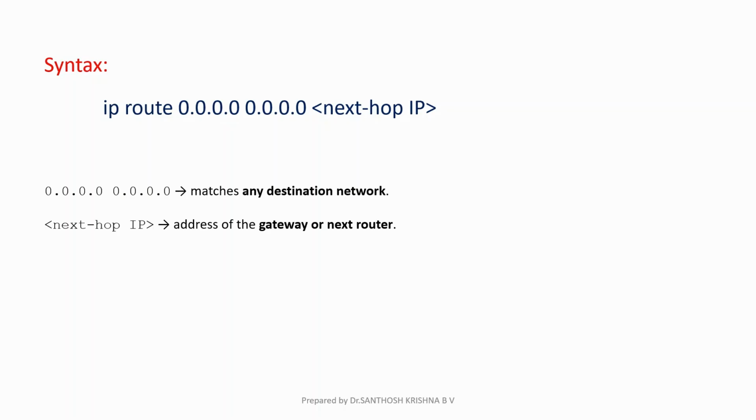The syntax is very simple: ip route, just like static routing, followed by 0.0.0.0 since I do not know my destination, then 0.0.0.0 for the subnet mask, and then the next hop IP, because I know who my next hop neighbor is. In that case, since it will not match any destination network, it will directly divert all the packets to the gateway or the next router through the next hop IP.